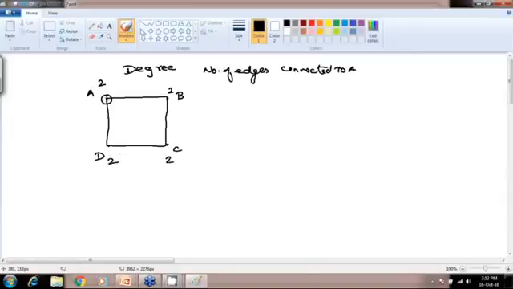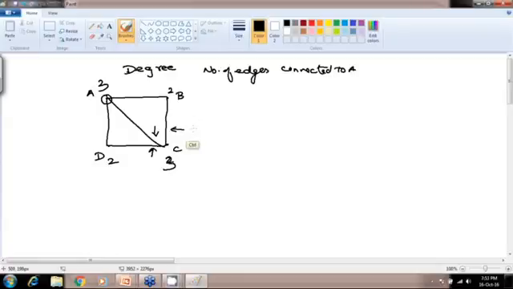But suppose we draw a line like this. So now the degree of vertex A has increased to 3, and the degree of vertex C has also increased to 3, because there are 3 lines, or 3 edges, connected to vertex C.